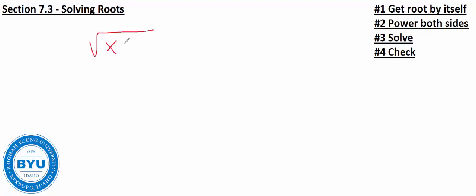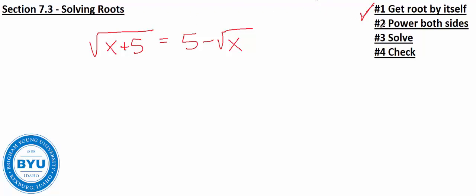The square root of x plus 5 equals 5 minus the root of x. Ooh, take a look. This has 2 roots. It's got a root over here and a root over here. Anytime you've got a problem with 2 roots, step number 1, just get a root by itself. I already have that here with the square root of x plus 5. So I'm going to just leave it like that.